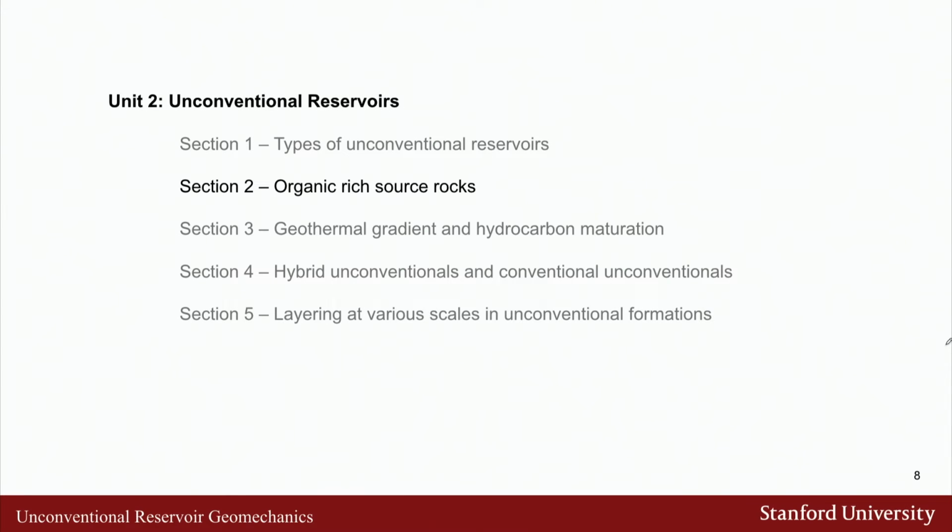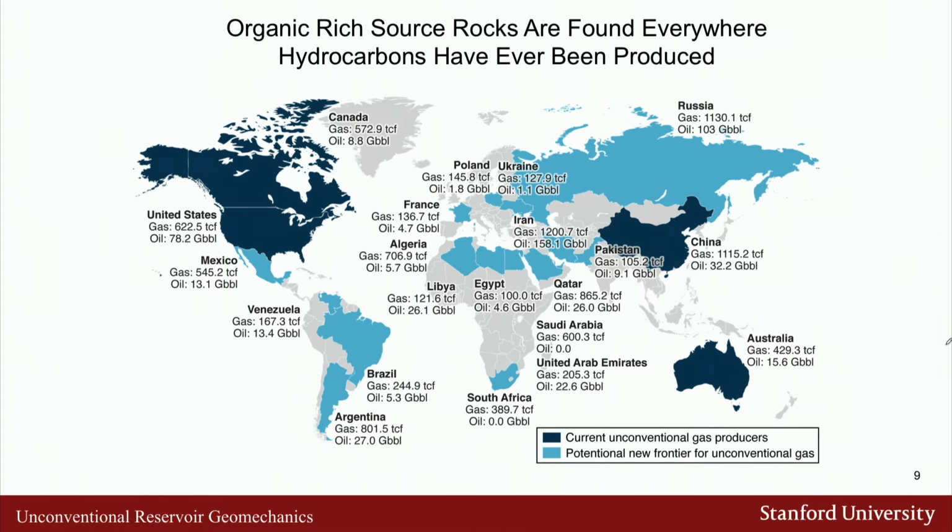Now let's focus on these organic rich source rocks. As you've seen this slide before, it's basically showing the distribution of these source rocks. But another way to think about this is that everywhere hydrocarbons have ever been produced, there are source rocks. And traditionally, we searched for and produced from reservoirs representing hydrocarbons that migrated out of the source rocks and into those reservoirs. And now we have the potential to go into those source rocks themselves.